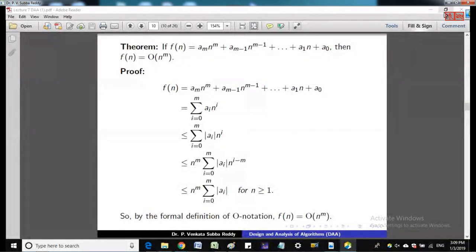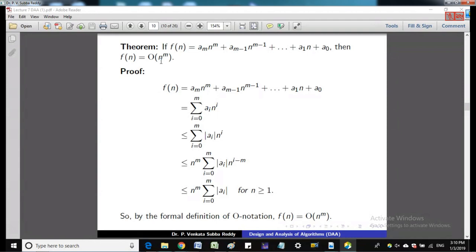So if f of n is a_m n^m + a_(m-1) n^(m-1) + ... + a_1 n + a_0, then f of n is big O of n^m. If I want to show this, what do I need to know? I need to know the formal definition of asymptotic notation.